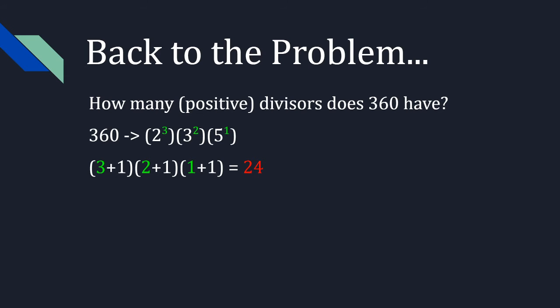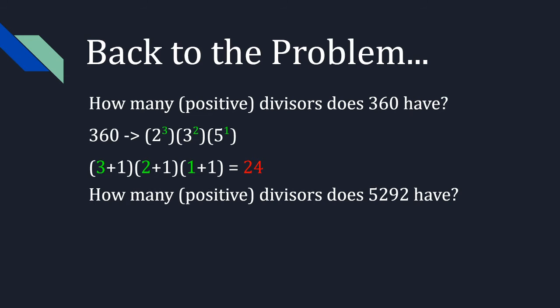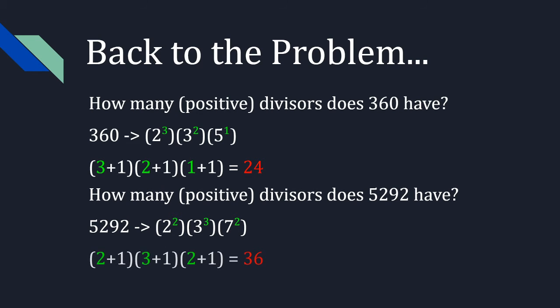And this is really applicable to any number we get. Try it with: how many positive divisors does 5,292 have? Pretty much just as simple. Break it down to its prime factorization. This is really quick to do with a calculator, and it doesn't take that long to do by hand either. Then take all those exponents, add 1 to each of them, and multiply it out.